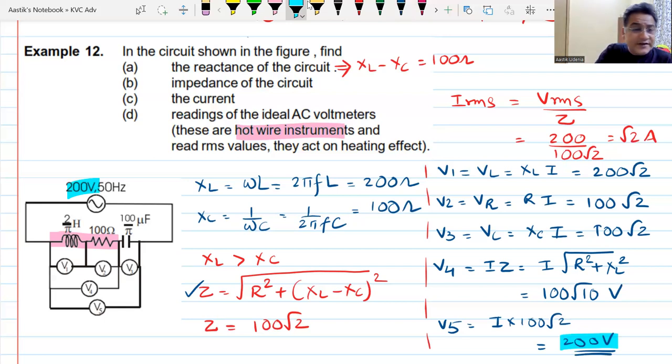I hope we have understood this. Yes or no? No, yes. And you were also able to solve this circuit.